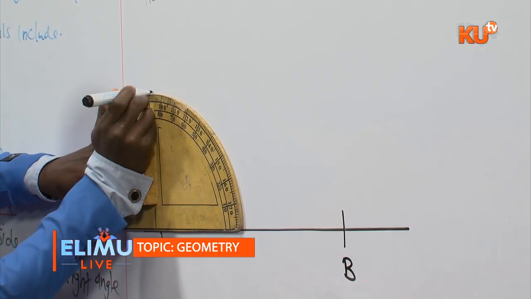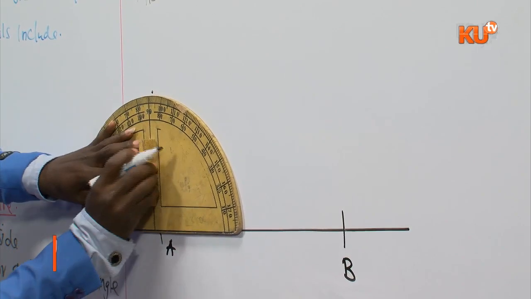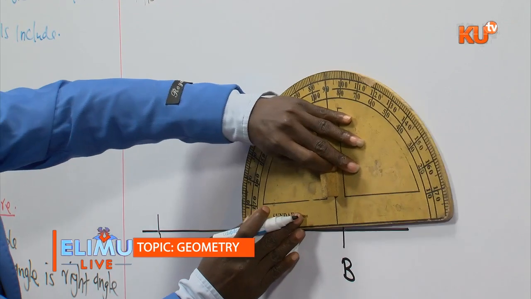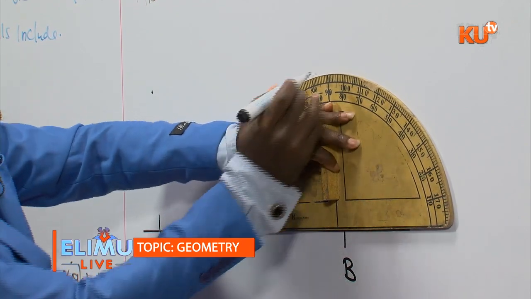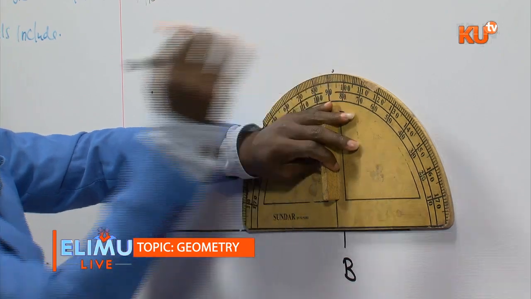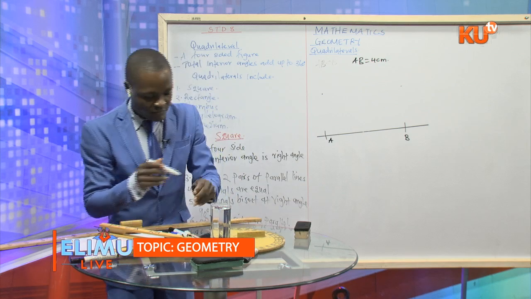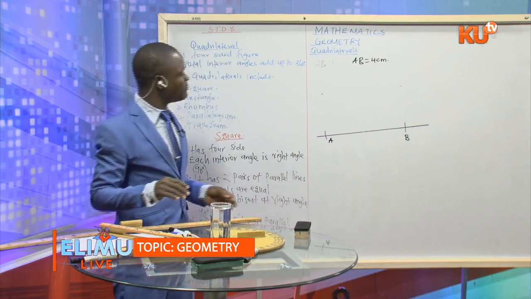So you put a dot. After putting the dot, also come this side, because each interior angle is 90 degrees. Do the same. Put the angle there. And then after that, we need to find the length of side BC.